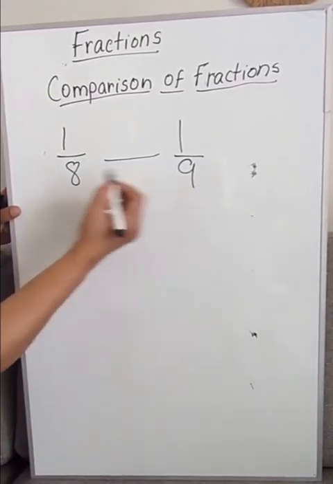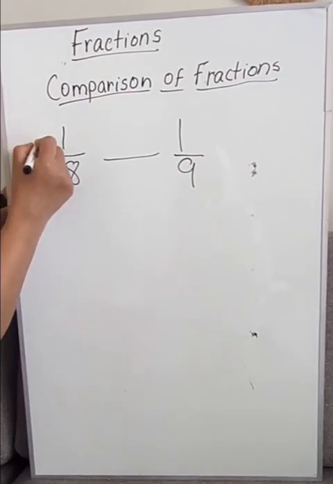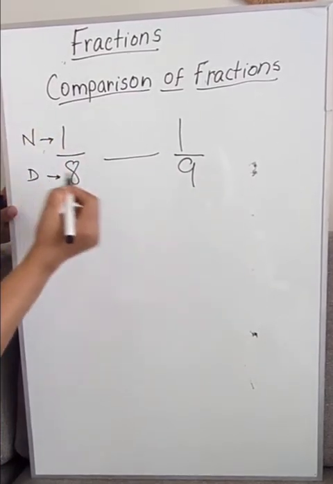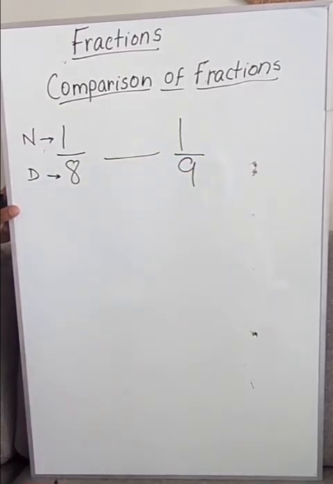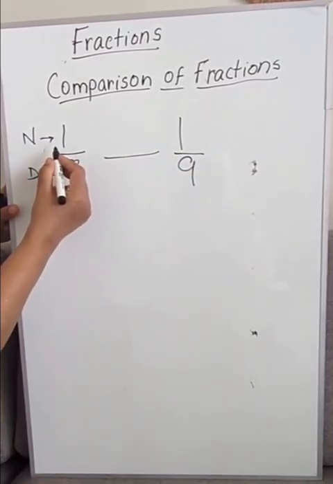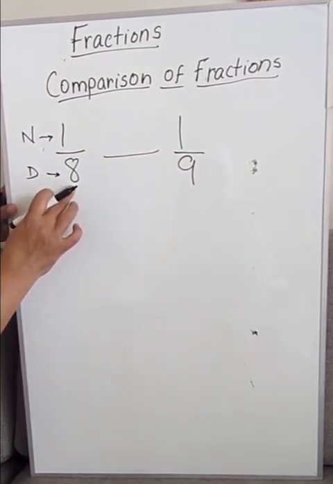Now the denominators are the lower numbers. So this is a denominator and this is a numerator for this fraction. Similarly, for this fraction, 1 is the numerator and 9 is the denominator. Now when we look at fractions with the same numerators and different denominators, 8 is a smaller number and 9 is a bigger number.